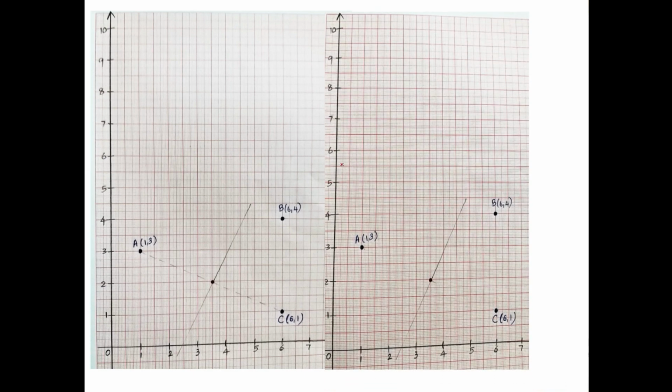Once your bisector is completed, I'm going to erase this line. I don't need the line segment connecting the sides anymore. Repeat the same process between B and C and A and B. Let me show you the images here.